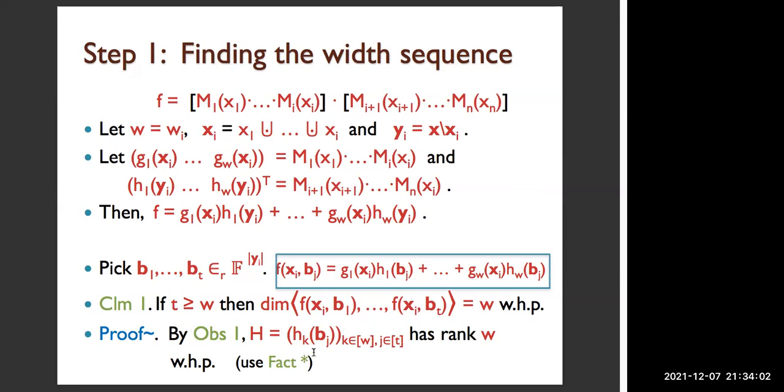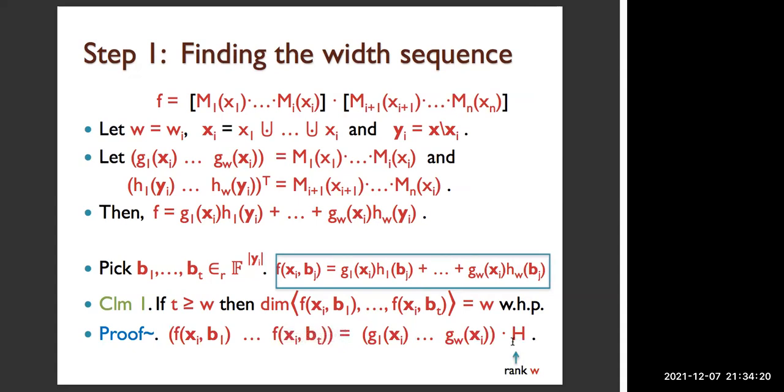With high probability, because of fact star, because the HIs are linearly independent, that was the first observation, observation 1. Because of that and fact star, I can now say that the matrix has full rank, rank W. And the Gs are also linearly independent, so G1 through GW are F linearly independent. H has rank W, so if you multiply this with H, you can only get a bunch of polynomials where the space spanned by them has rank W. So that finishes the proof of this claim.